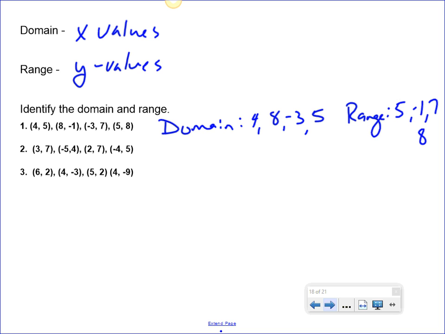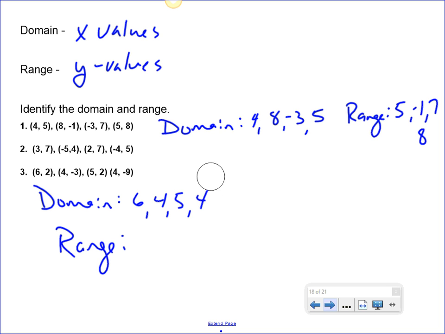Okay, I'm just going to look at number 3 here quick. The domain would be the 6, the 4, the 5, and the 4. The range, and I should mention you don't need to say 4 twice. Okay, the range would be a 2, a -3, we got another 2, and a -9.